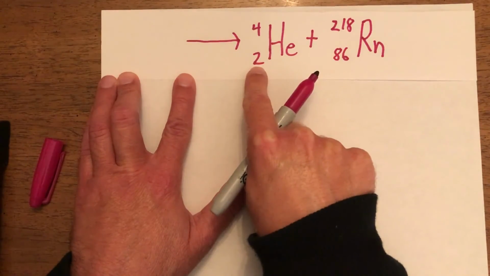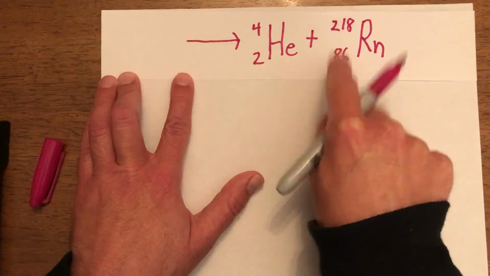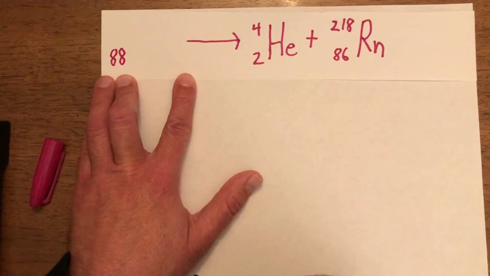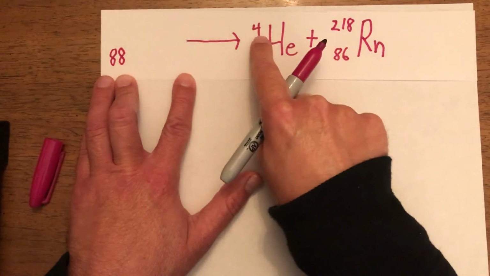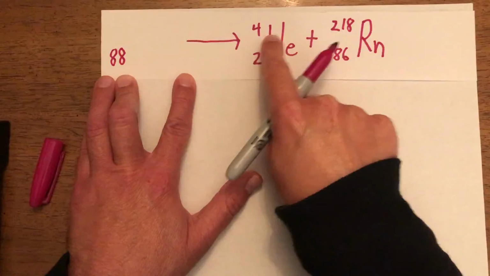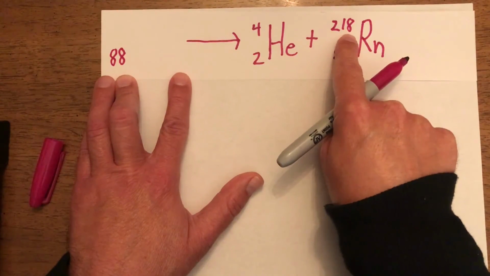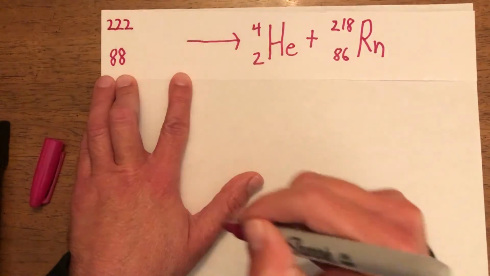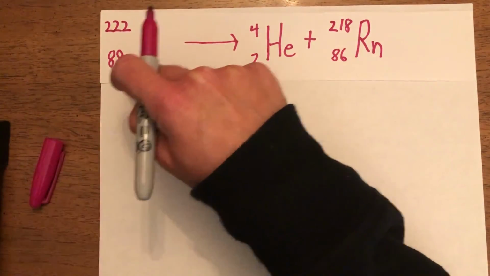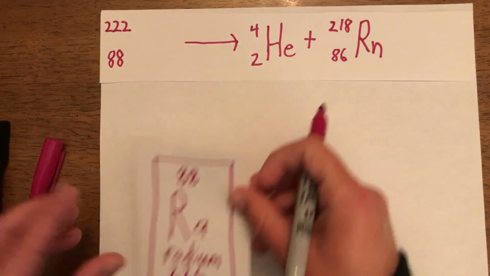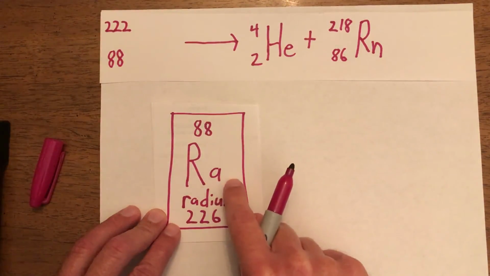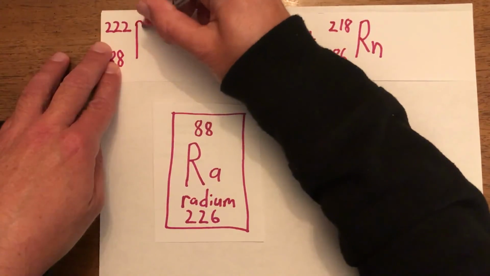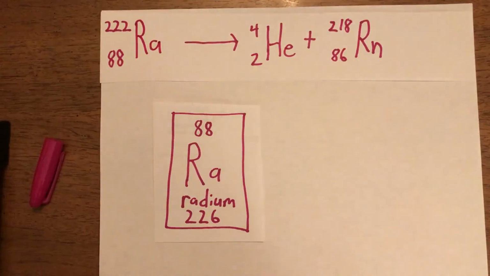Well, now let's work backwards. 2 protons here, 86 here, so we must have began with 88 protons. Let's do the mass number. 4 protons and neutrons here, 218 protons and neutrons here, so we must have began with 222 as our mass number. So what we have to do is look up 88 on our periodic table, and we'll see that it is radium, similar word to radon. And so now we can write Ra as our final element there.